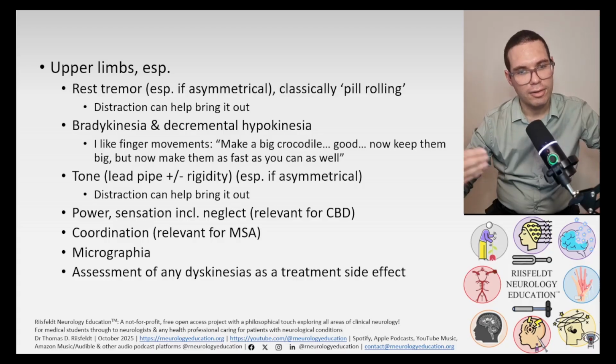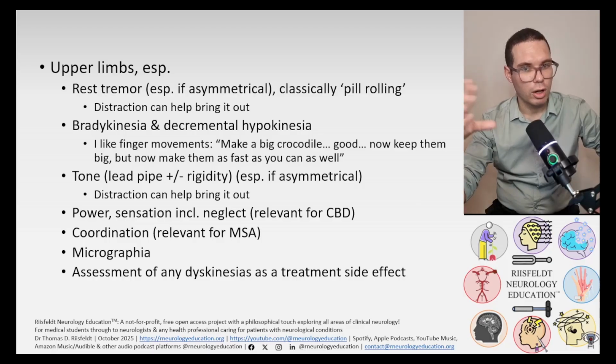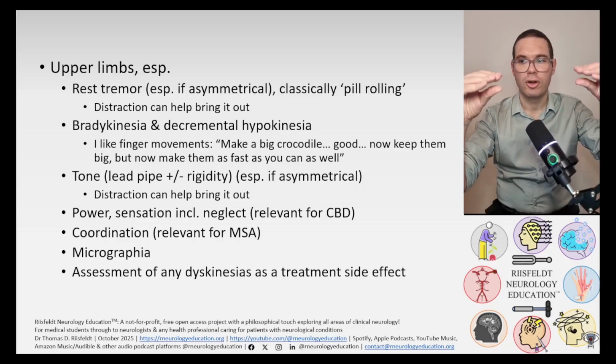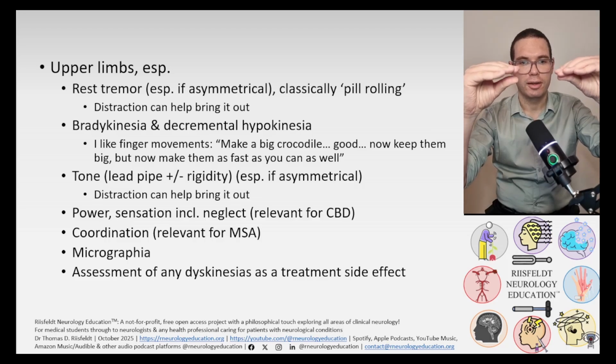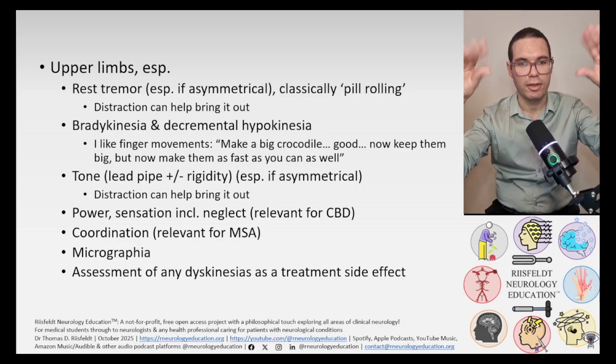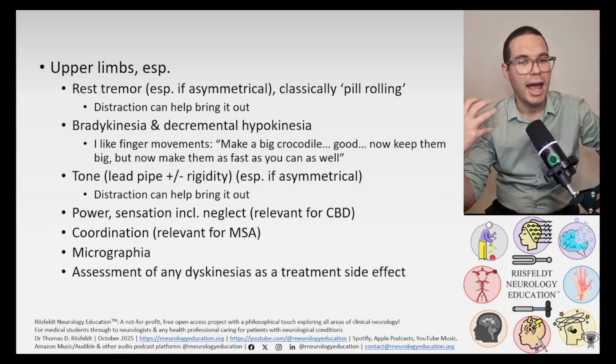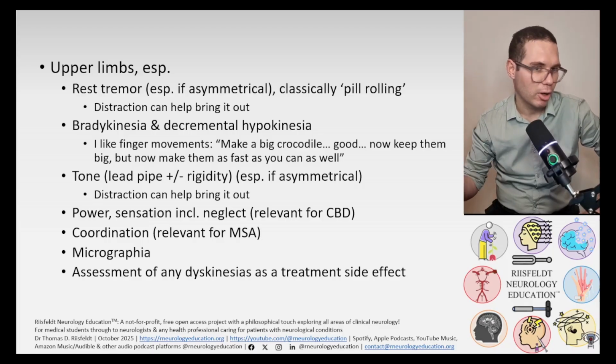And the key is, I say, make a big crocodile, good. And then what you say is, now keep giving me some more crocodiles opening and closing, but keep them big. So what you don't want to do is you don't want the patient just to do lots of little ones like this. You say, keep them big, keep the crocodiles big. And then you say, good, keep that going, but now do it as fast as you can. So big and fast, big and fast. So that's the way I coach the patient. So you want them to be big and fast, and then you see what happens.